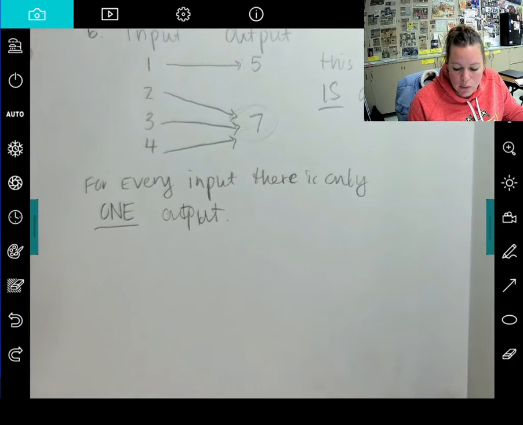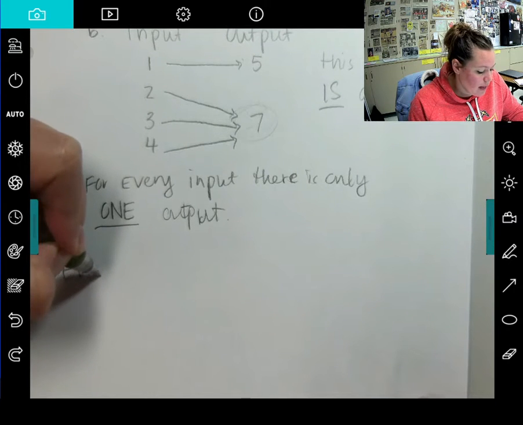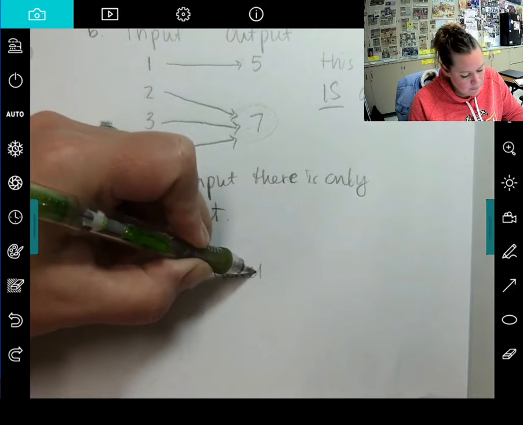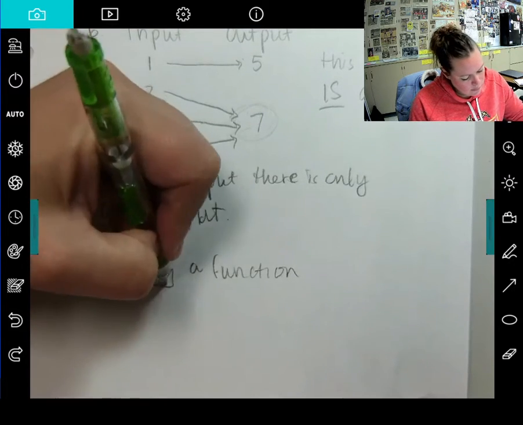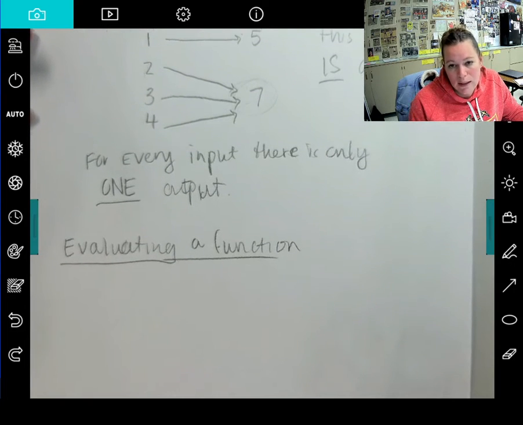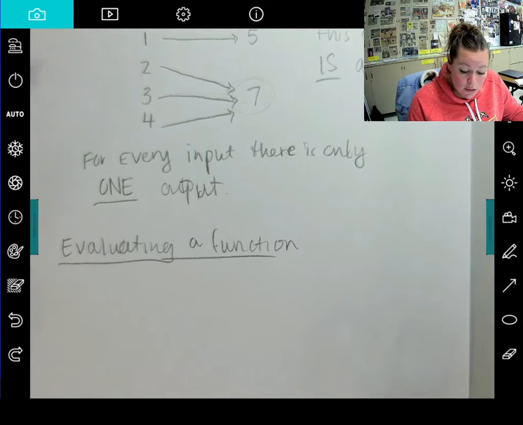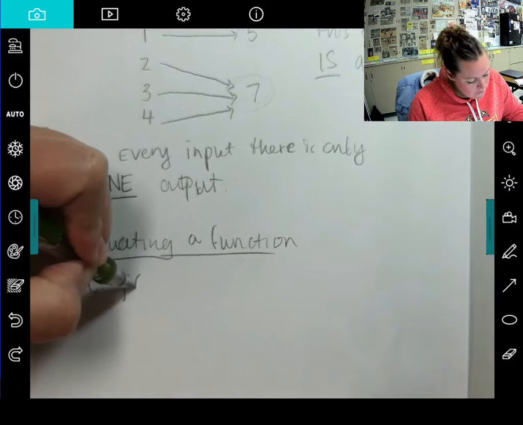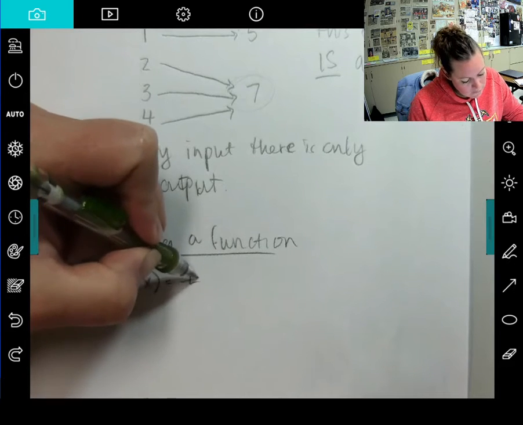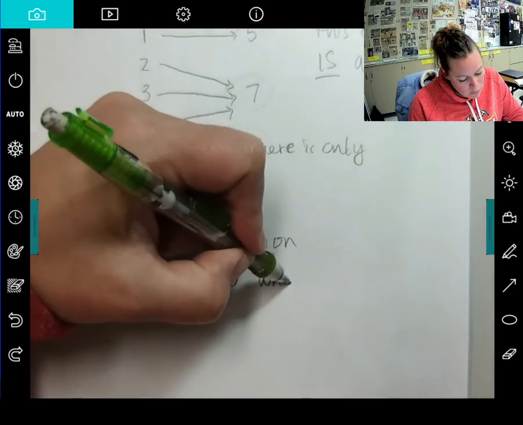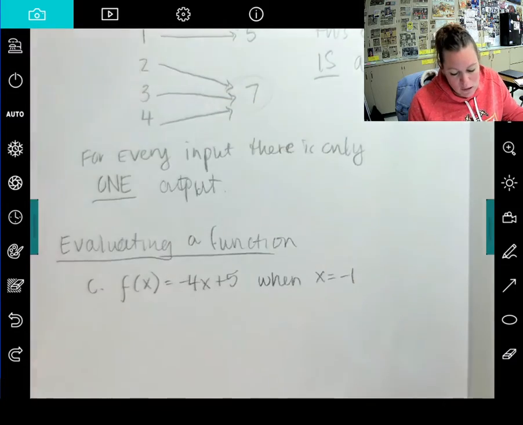Next, we are going to talk about evaluating a function. Evaluating a function is very similar to evaluating an equation or solving an equation. So if we look at the example, I'm going to call it C, f of x equals negative 4x plus 5. Evaluate when x equals negative 1.